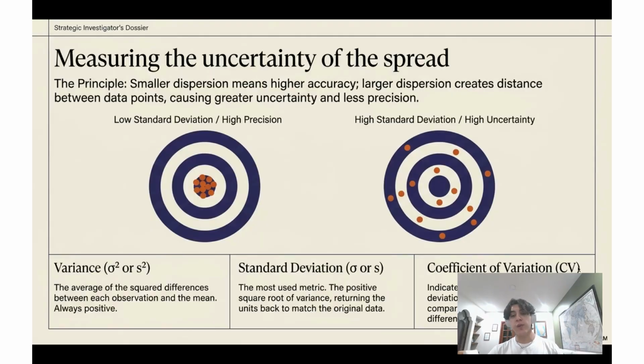And the coefficient of variation indicates how large the standard deviation is relative to the mean, allowing comparison of dispersion between entirely different populations, other graphics, other sets of data.